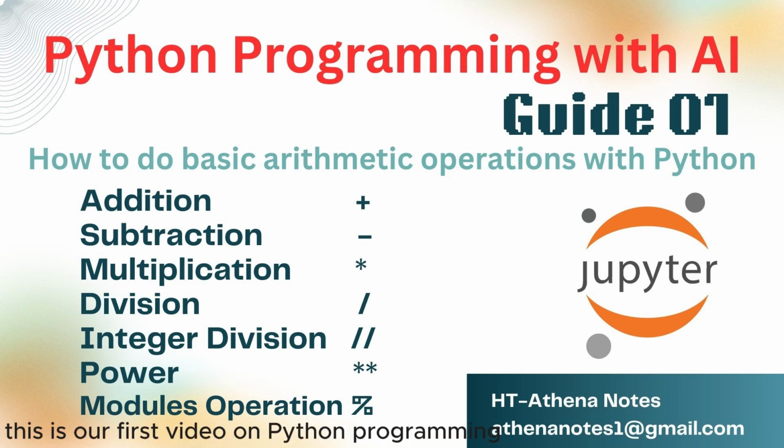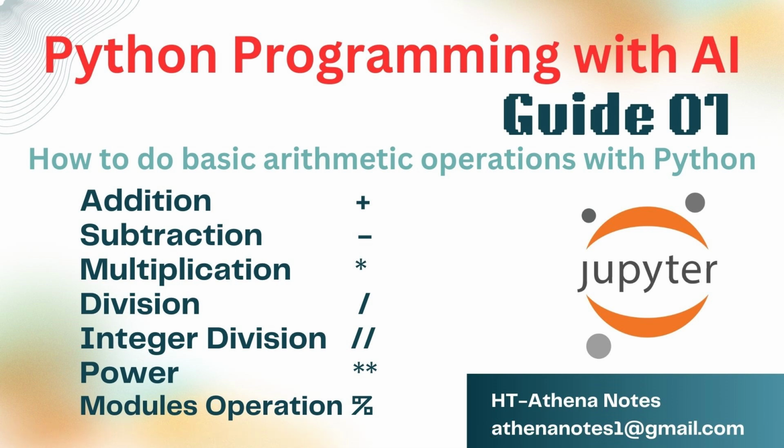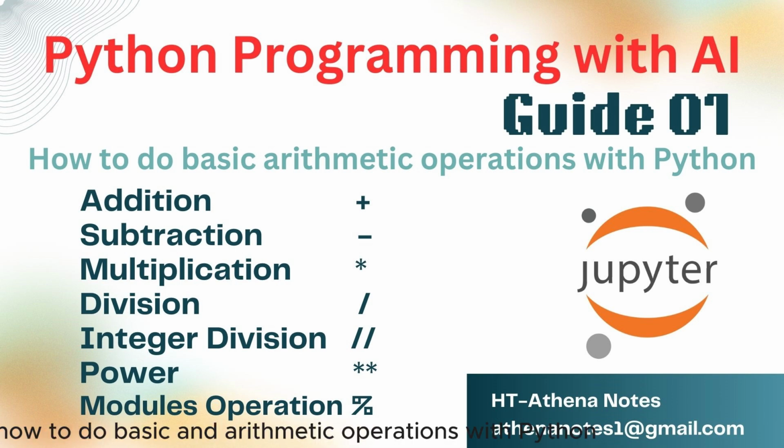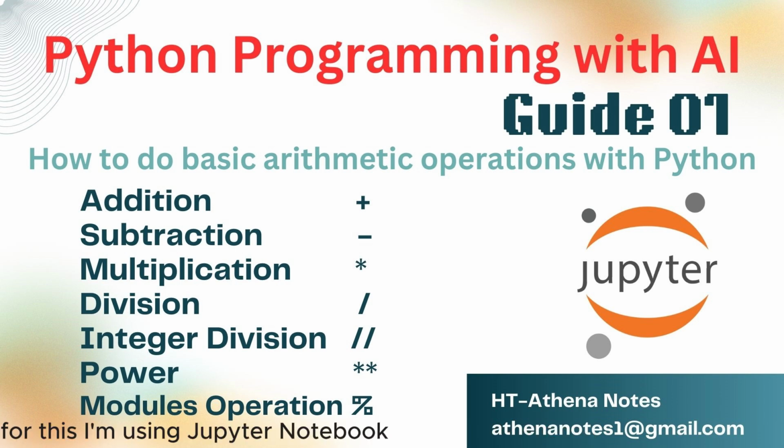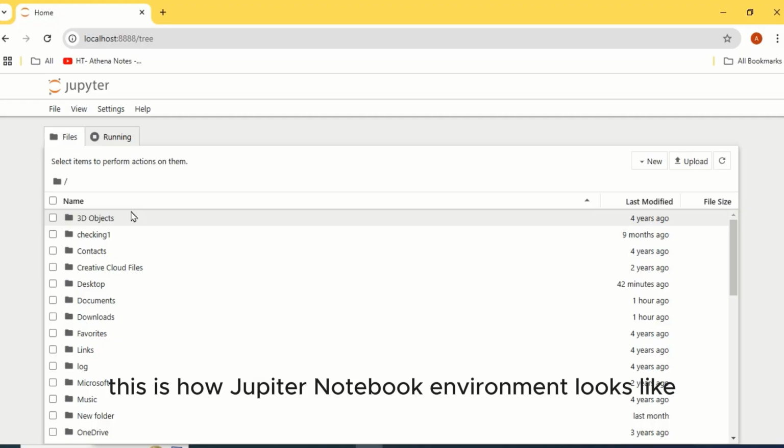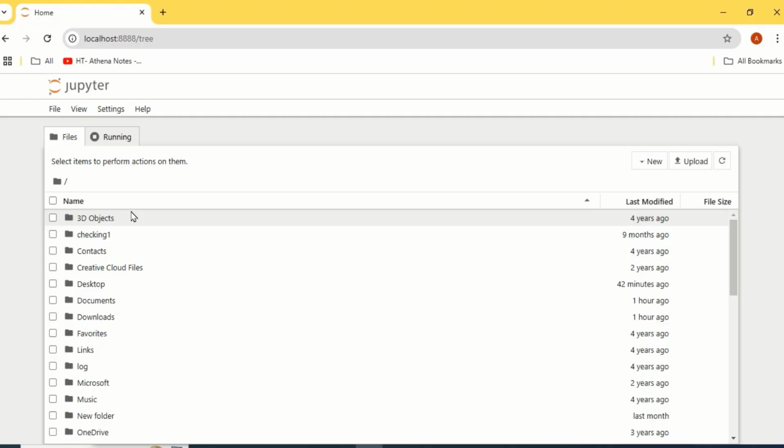This is our first video on Python programming. Today we are going to cover how to do basic arithmetic operations with Python. For this I am using Jupyter Notebook. This is how the Jupyter Notebook environment looks like.